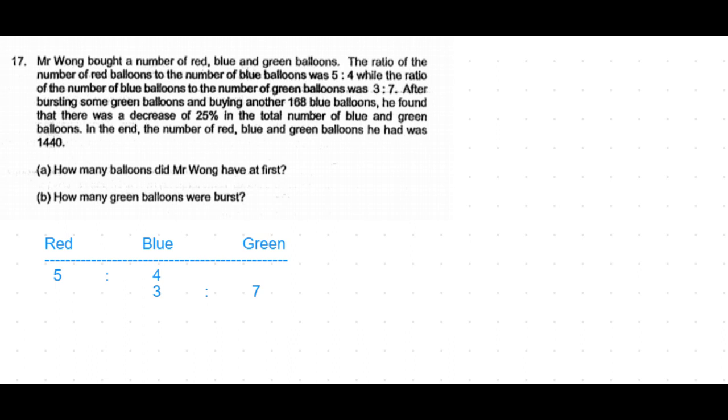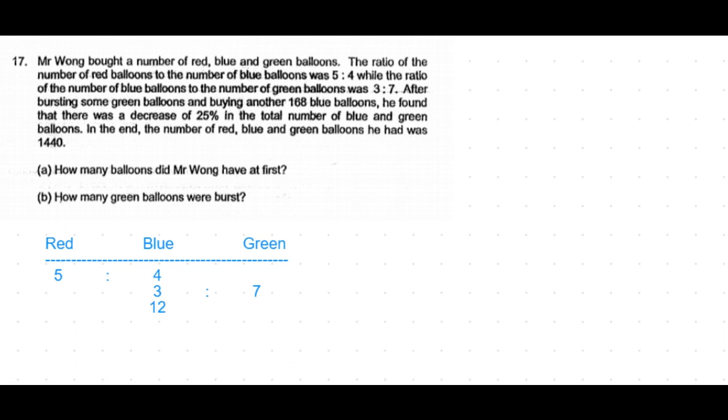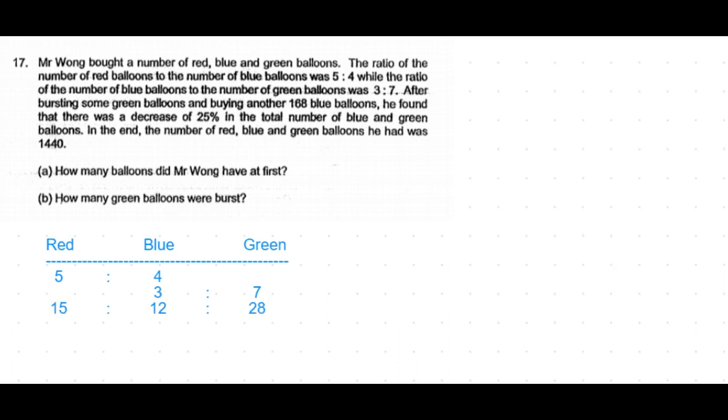The ratio between red to blue is given as 5:4, while the ratio between blue and green is given as 3:7. So we have to make the blue the common multiple for 4 and 3. That becomes 12. Once the blue becomes 12, red is 5 times 3, 15. And green is 7 times 4, which gives you 28. So the effective ratio between red, blue, and green initially is 15:12:28.